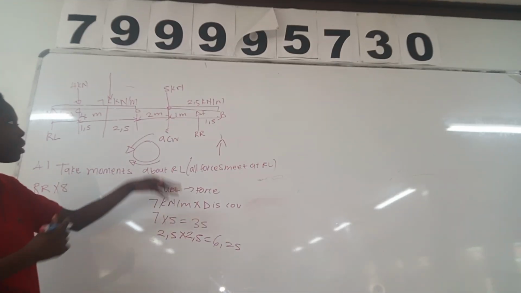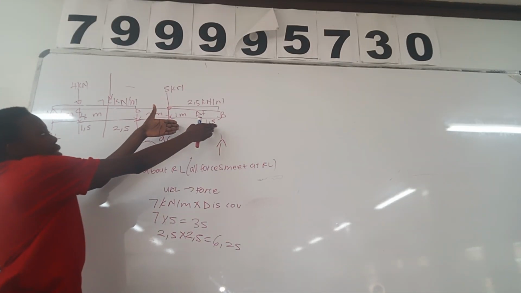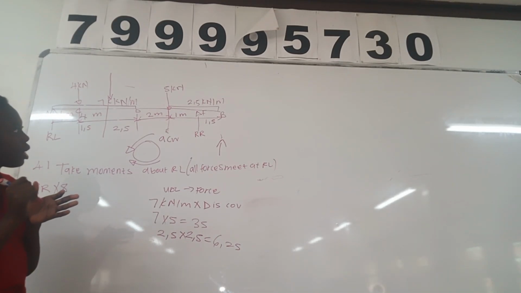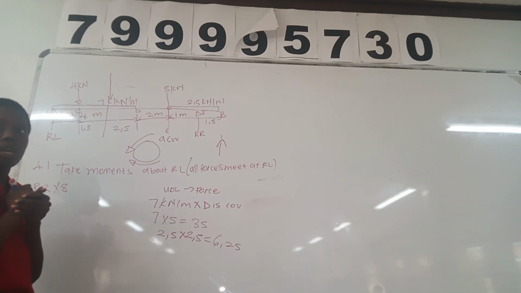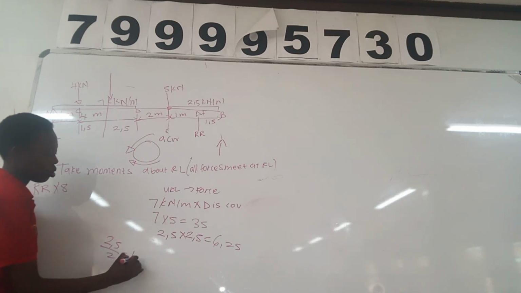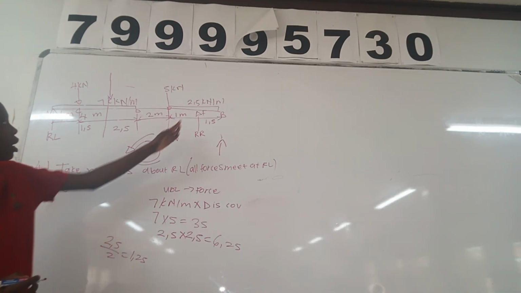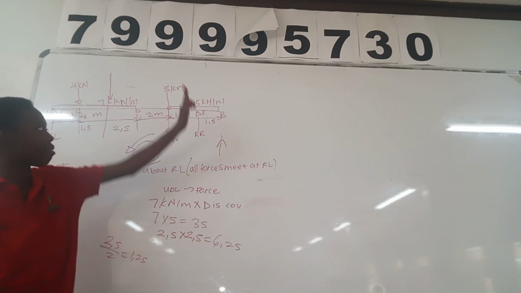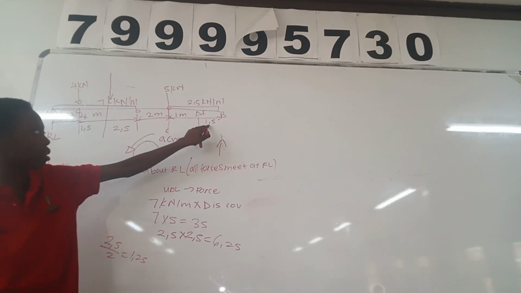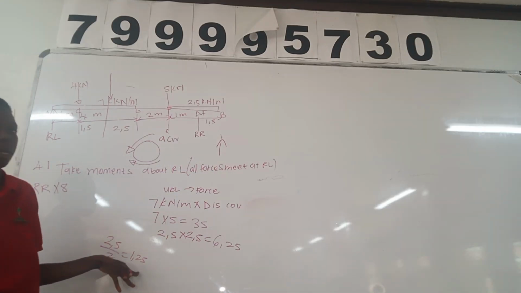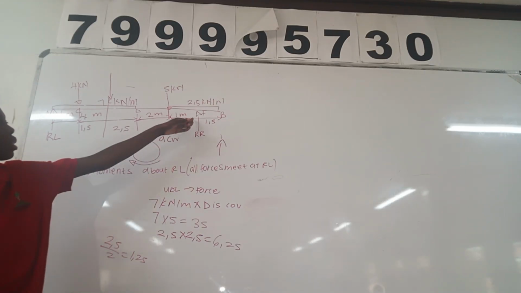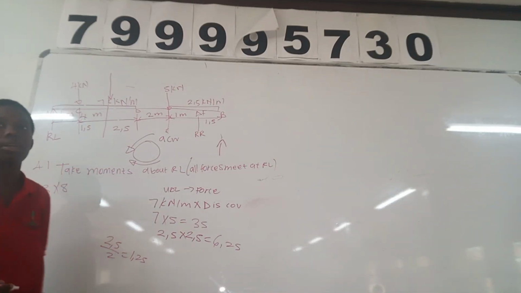So we need to put it in the middle. The UDL covers a distance of 2,5. To put it in the middle, 2,5 divided by 2 gives 1,25. Here our new force 35 is in the middle. And then we have RR, which is 1,5 away. So 1,5 minus 1,25 gives 0,25.